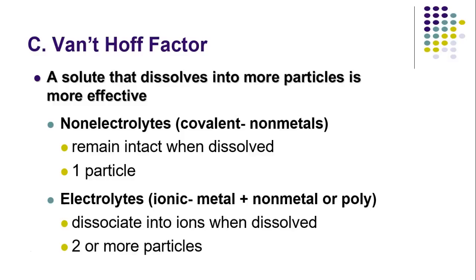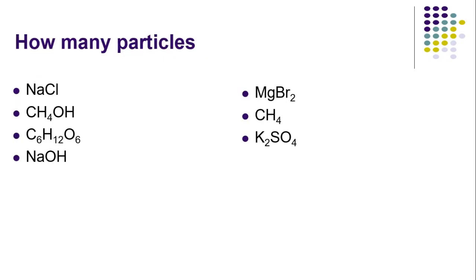Electrolytes are ionic compounds. So these ionic compounds, remember, are made up of a metal plus a nonmetal, or we could have a polyatomic ion somewhere in there. These will dissociate, they will break up into ions when you dissolve them, and so you'll have, instead of one particle, at least two, maybe more particles. So we'll look at counting particles. And remember, this is going to determine how effective that solute is at changing the boiling point, freezing point, vapor pressure.